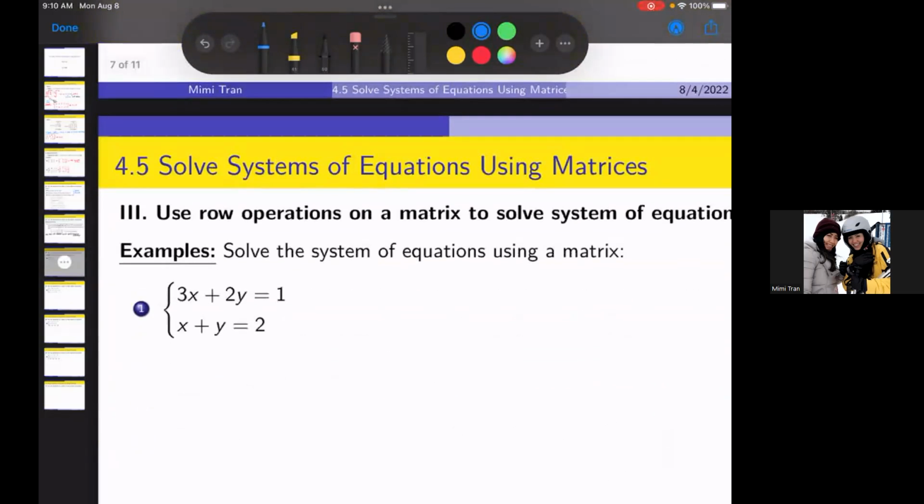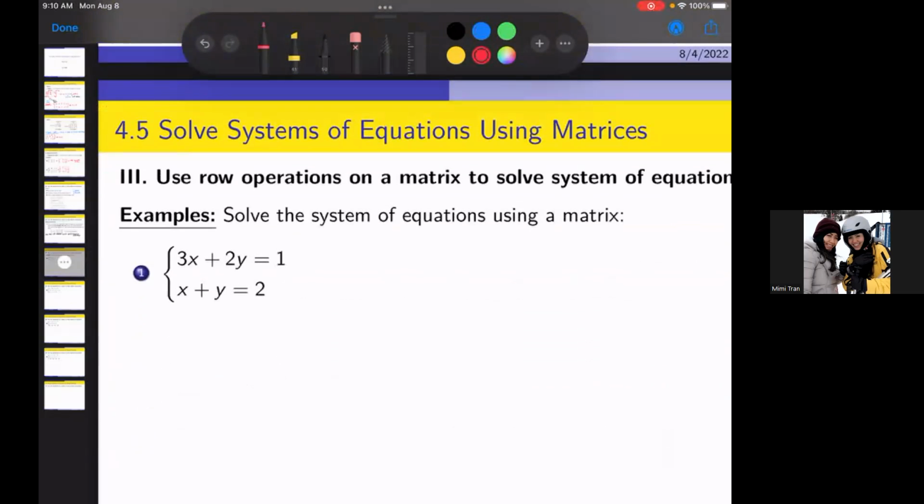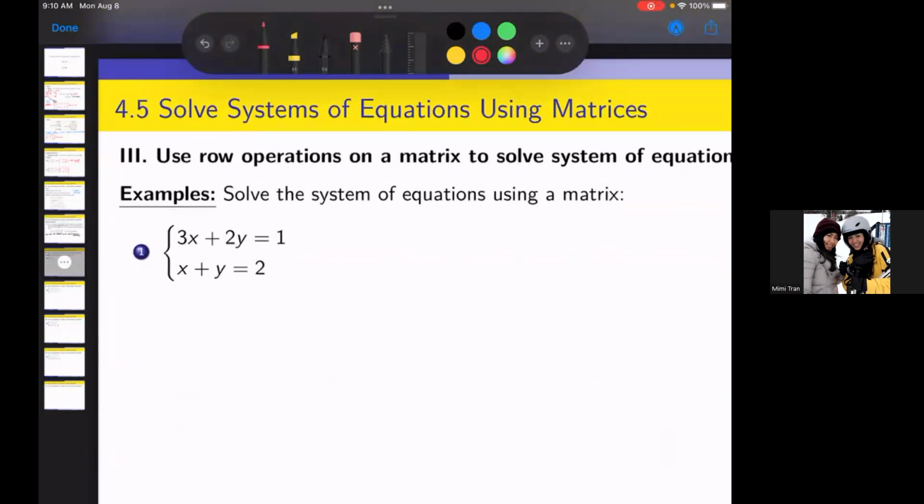So here, solve the system of equation using matrix. Or sometimes I say Gauss elimination, it's the same thing, but I'm gonna be specific on the exam. So first I need to write it in what? Augmented matrix, right? So it looks like this. Am I recording? Yes. So 3, 2, and then a little dash line implies the equal sign. On the right-hand side is 1, 1, 1, 2.